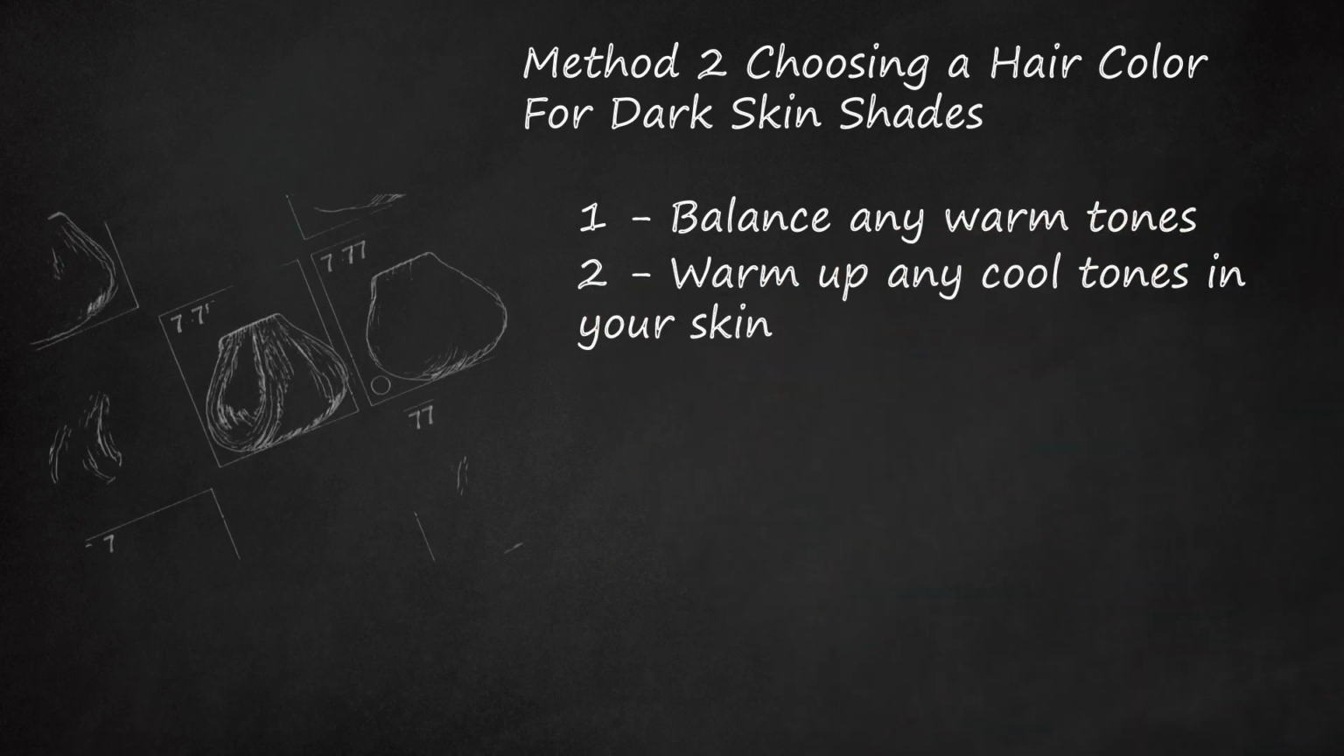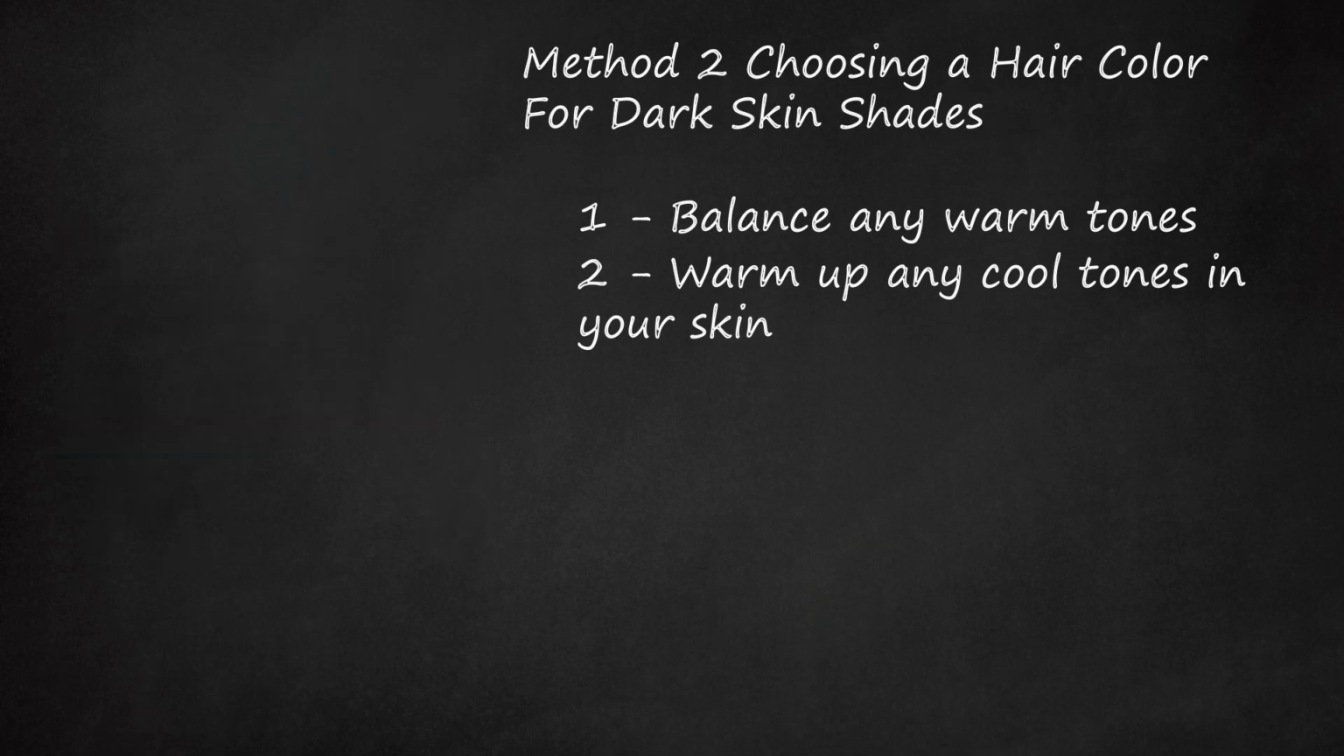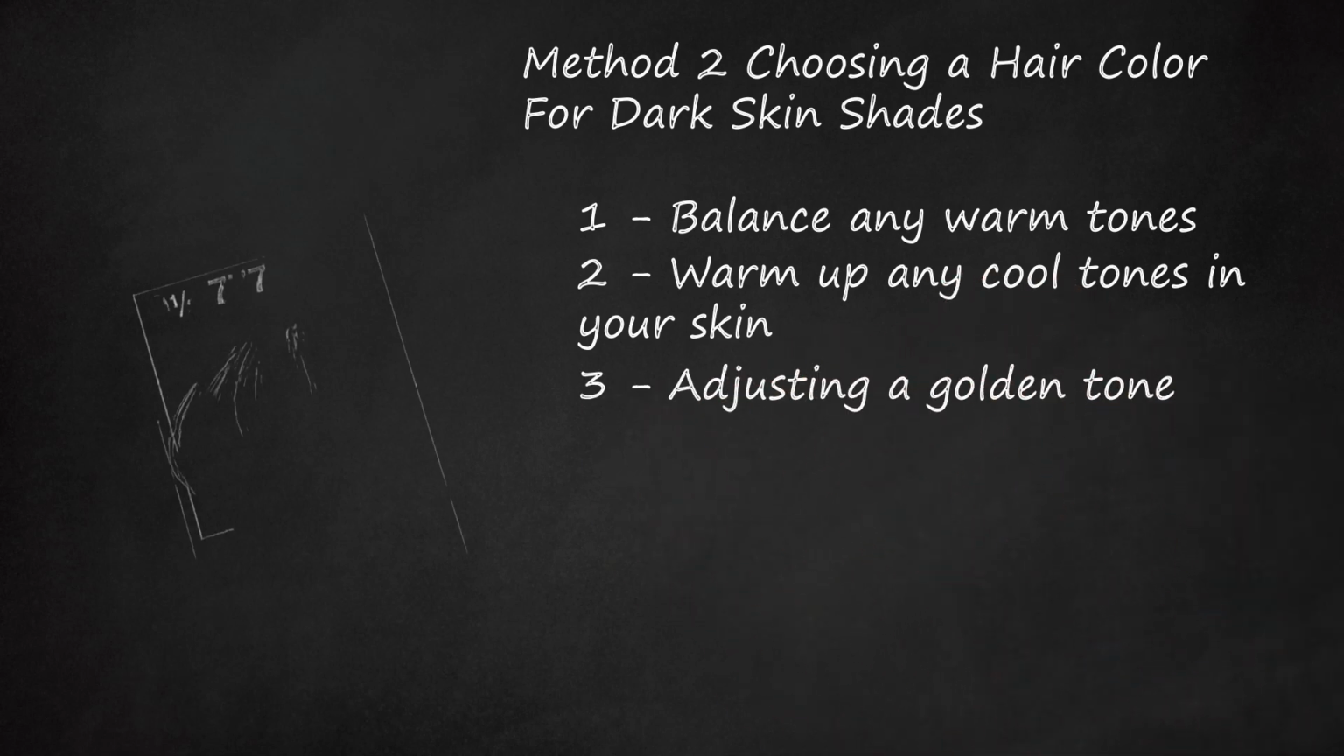2. Warm up any cool tones in your skin. If you have cool undertones, pick a hair color with some warm highlights to brighten your hair. You want a warmer shade to add some dimension to your hair, especially if it's already dark brown or black. 3. Adjusting a golden tone. If you have a warm golden undertone and lighter dark skin, you can really choose most any hair color, from light to dark browns or reds and blondes. Highlights that contain a red base can help accent golden undertones.